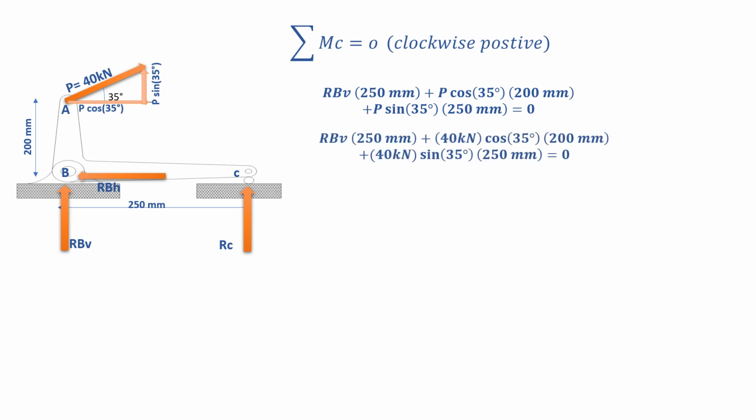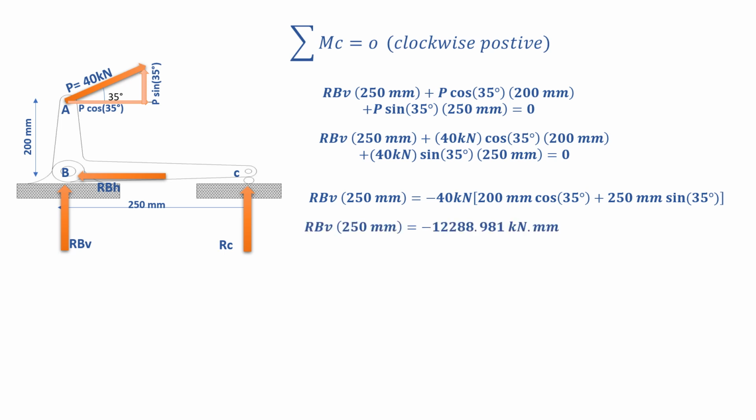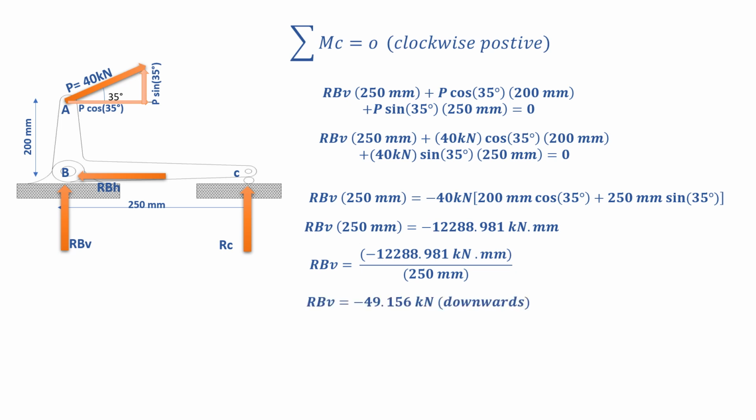So substituting the value of P and manipulating the equation, we now have RBV equals negative 40. I just factor out negative 40 here. So dividing both sides by 250 mm, the value of our RBV is negative 49.156 kilonewton downwards. Negative means that our assumed direction for RBV is incorrect, or the true direction of RBV is going downward.